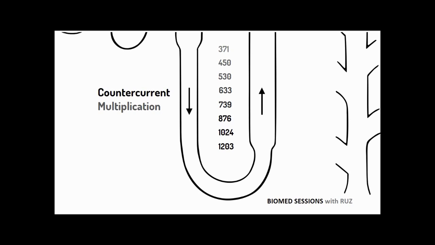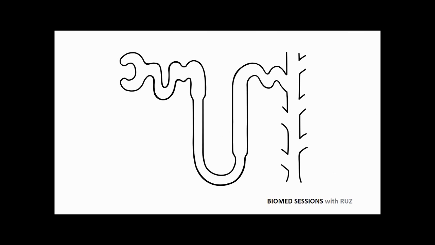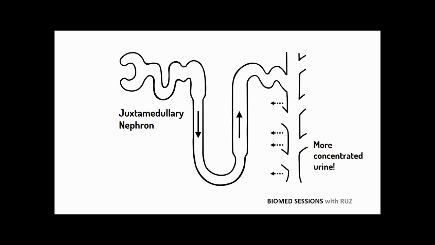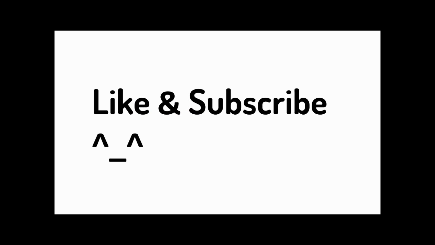So in summary, the loops of Henle of juxtamedullary nephrons are involved in the process of countercurrent multiplication, which enables the interstitial fluid to become more concentrated, i.e. increase in osmolarity the deeper you go into the medulla. The high concentrations in the medulla facilitate the passive movement of water out of the collecting duct and result in more concentrated urine.